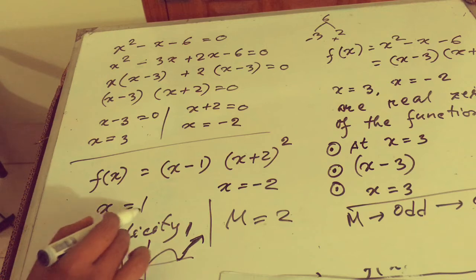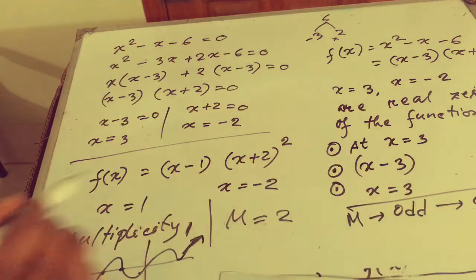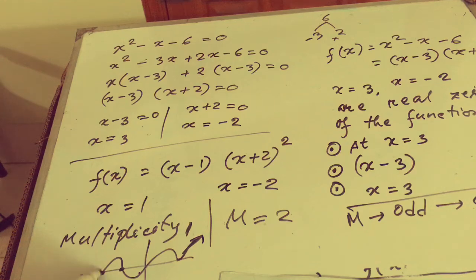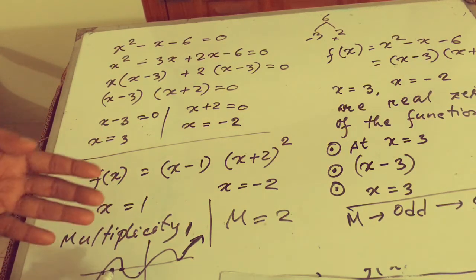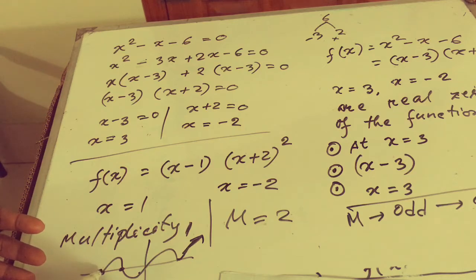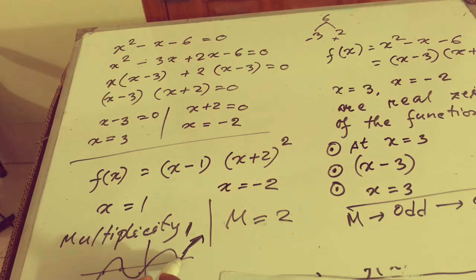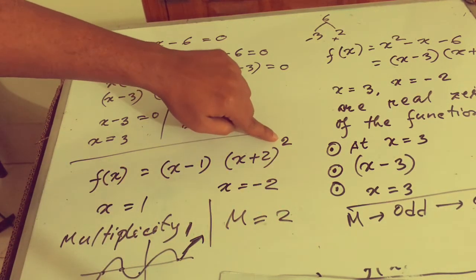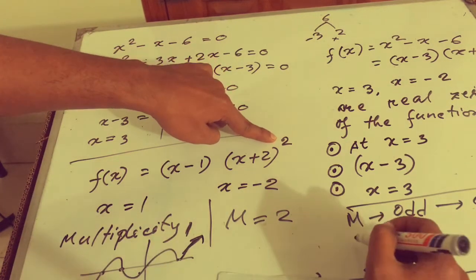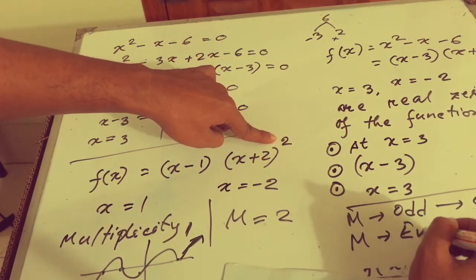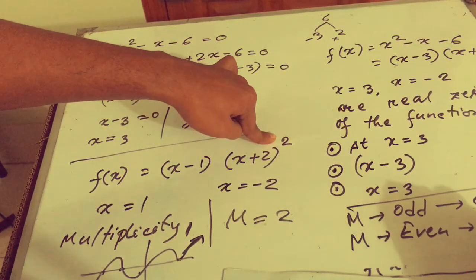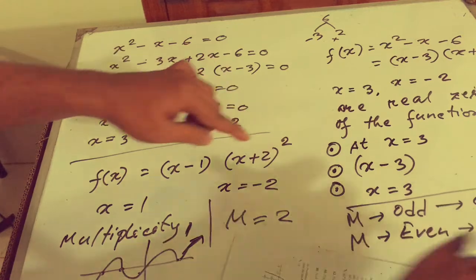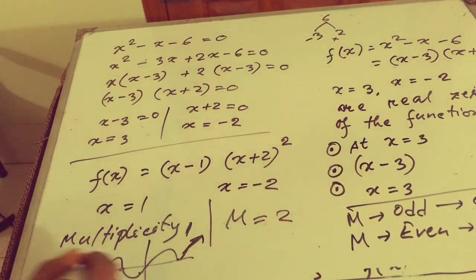When will the graph cross? If the multiplicity is odd. For example, at this point in these graphs, the multiplicity definitely was odd. That's why it crossed. Here also odd, but here it was even. Even means like this, power 2. If the power is 2, then the multiplicity is even. If the multiplicity is even, then the graph will touch the x-axis.